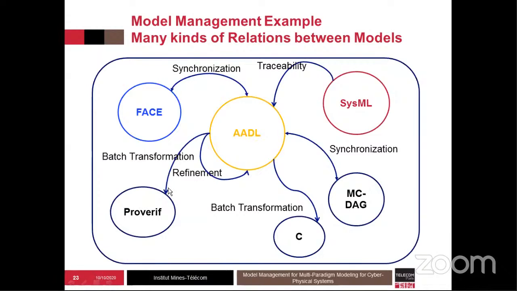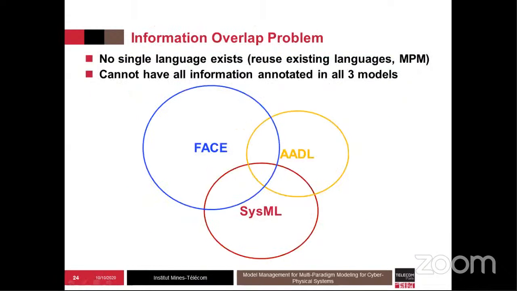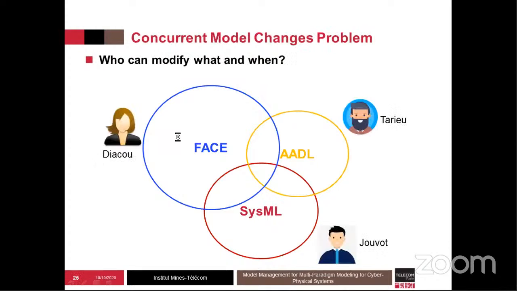And then there's also a problem of information overlap. Very often these models contain similar, overlapping information. And that's why you have to make sure that these models remain consistent, especially in the case that they can be modified by really different people. So all this needs to be managed properly with proper model management.